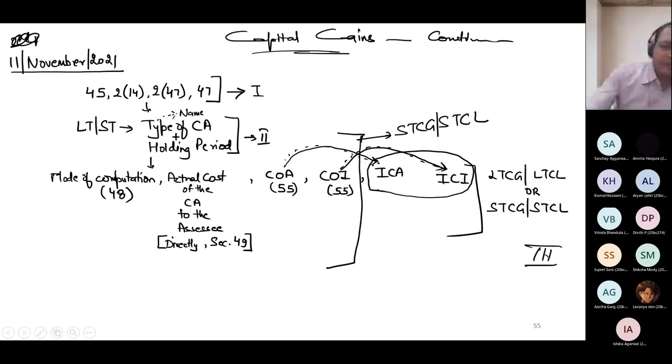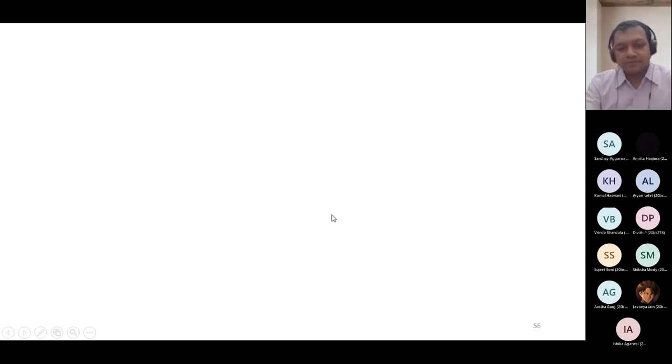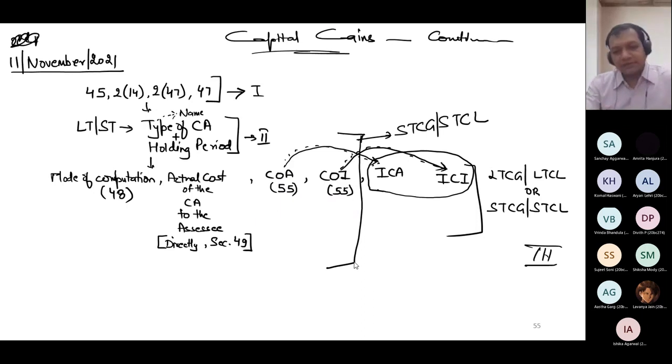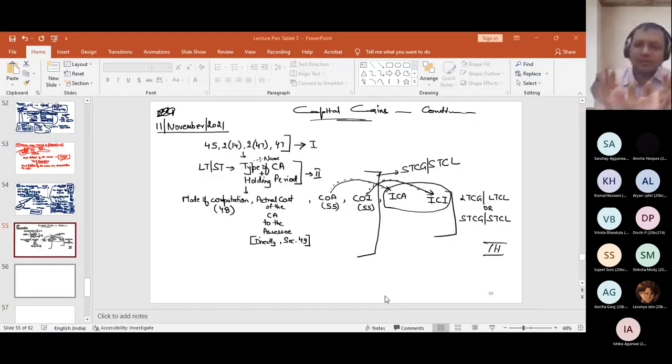Please raise your hands if we have understood this point. Or if this structure is clear, please raise your hands. If you are confident about this structure, please raise your hands. You might not remember the provisions exactly, but at least you must have this clear structure in your mind. Okay, so now I am proceeding further. Next stage, exemptions under the head capital gains.